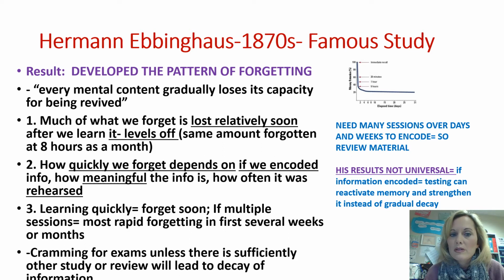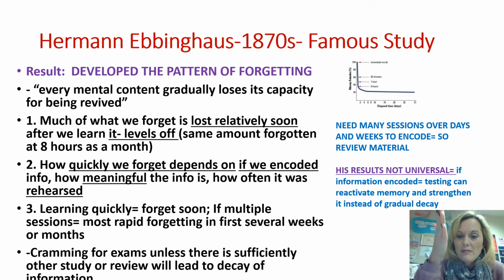And the result was that we develop a pattern of forgetting, and it has a smooth pattern of forgetting. Every mental content gradually loses its capacity to be revived. Much of what we forget is lost relatively soon, and then it kind of levels off. That's what you have to know, that the forgetting levels off. It dramatically decreases and then levels off. The same information is forgotten at about 8 hours as at a month. And you can see that from the curve. I mean, 20%, it doesn't matter if it's 8 days or a month, you're still going to remember 20%. So we don't forget things completely, okay?